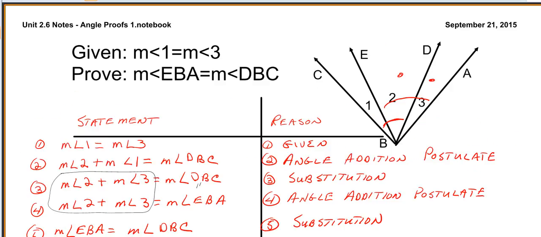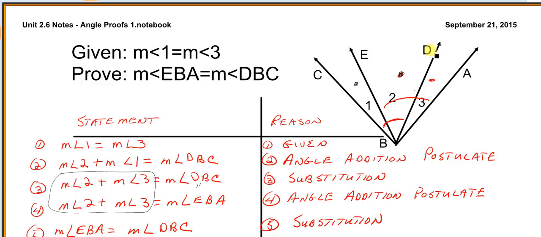Okay, the last proof that I have is, notice again, I don't have a 90 degree, I don't have a bisector, so this must have something to do with angle addition. And so let's get started. It says that the measure of angle 1 is equal to the measure of angle 3. Here's angle 1, angle 3, they are equal to each other, so I wrote that as my given. Now I'm going to use the angle addition postulate. I'm going to say this angle right here plus this angle right here is equal to the big angle DBC.